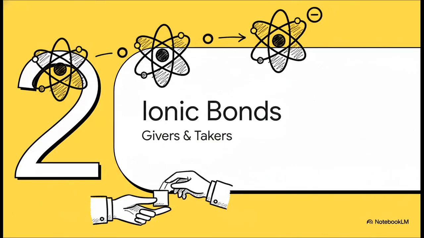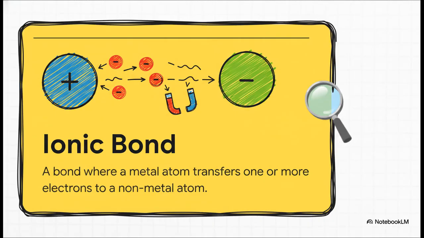Okay, so let's go down that first path into the world of ionic bonds. This is the home of the givers and the takers. With an ionic bond, it's all about a transfer, a handover. The metal atom is a generous giver. It wants to donate an electron. And the nonmetal is a happy taker. It gladly accepts that electron. This little exchange creates a positive ion and a negative ion. And then, boom, they stick together like tiny magnets.